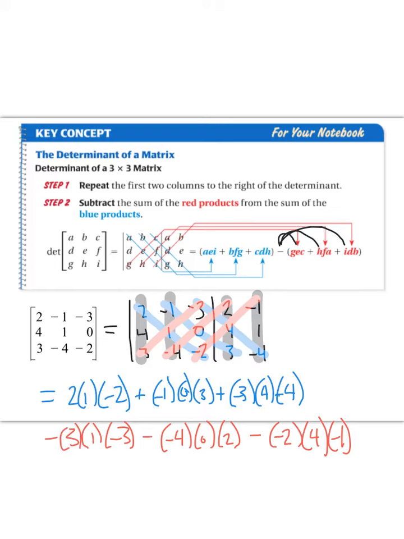Okay, it looks like I need to do some simplifying. So I will have -4 plus 0 plus 48 minus -9 minus 0 minus 8. So simplifying that even further, and I'll get 45.